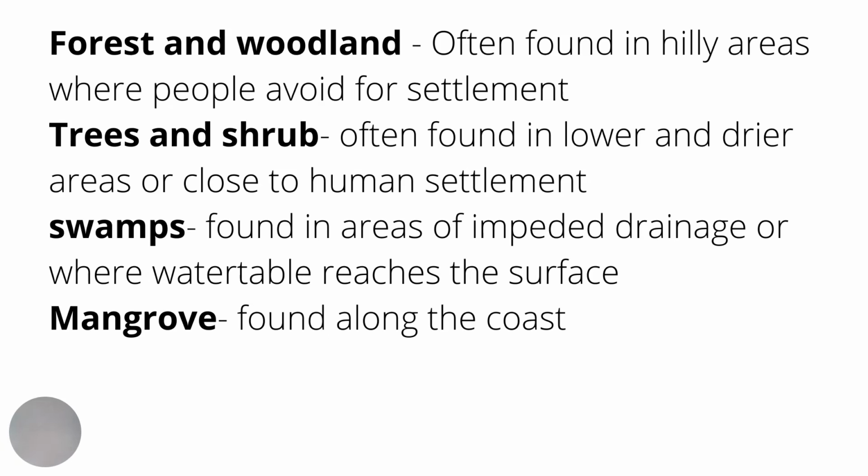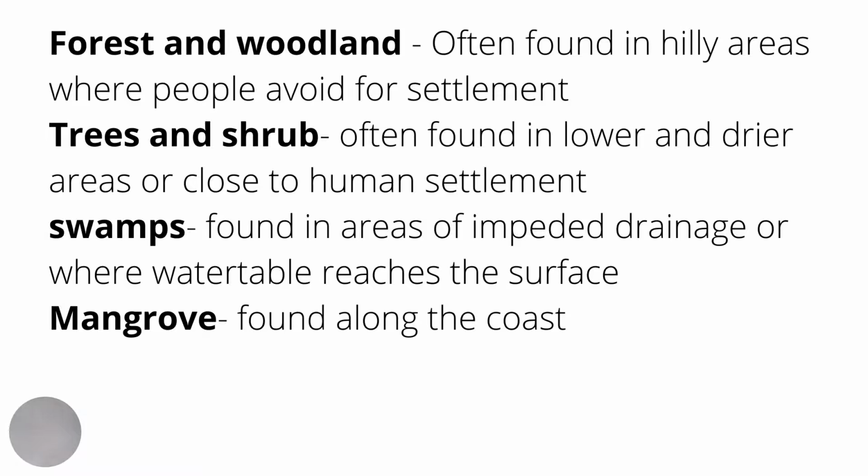All right, so when you get your map, it is always important for you to familiarize yourself with the symbols shown in the legend or key. And when you look in the key, the main types of natural vegetation that you often find on those topographic maps are forest, woodland, trees and shrubs, swamps, mangrove.